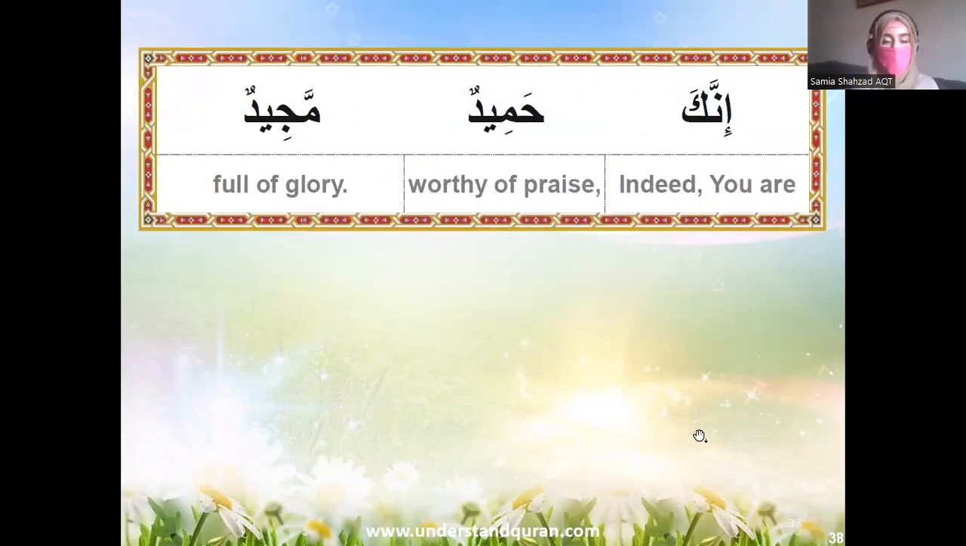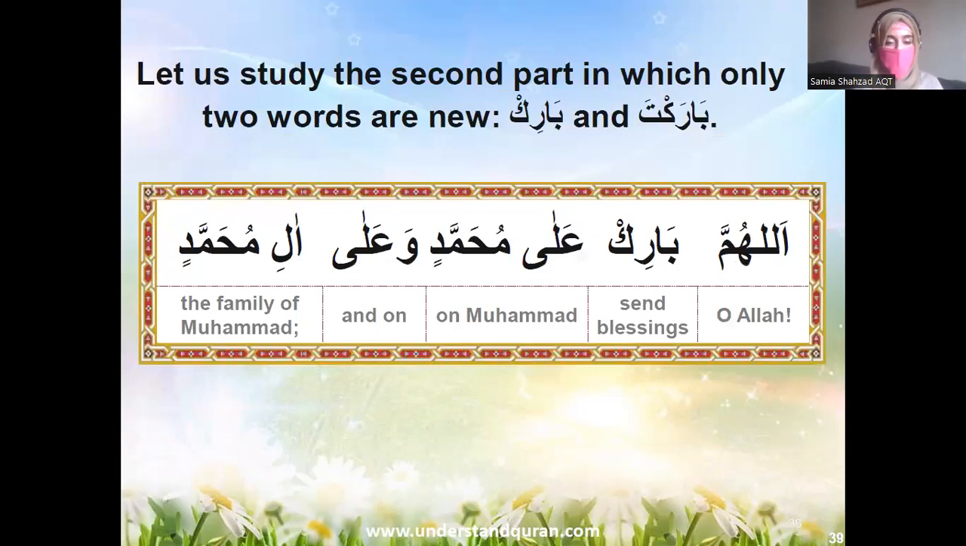Next is Inna hamidun majid. We already know hamidun majid are actually two nouns. And if you talk about Inna, it's a particle. And if we talk about ka, because it's pronounced, we can say it is a noun. Okay, so next is the, right.